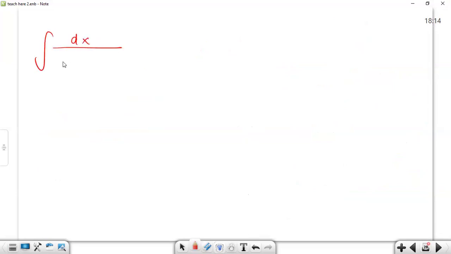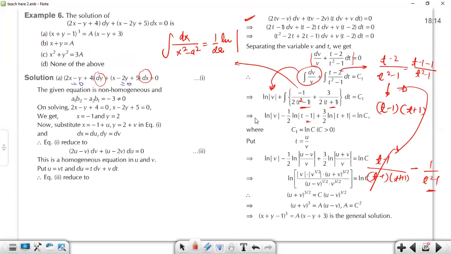Integration of dx over x square minus a square. This will become, if I'm right, first 1 by 2a logarithm of x minus a over x plus a plus c. Is this formula correct? Yes, sir, I think so. Yes. So there's a little calculation mistake in the solution.